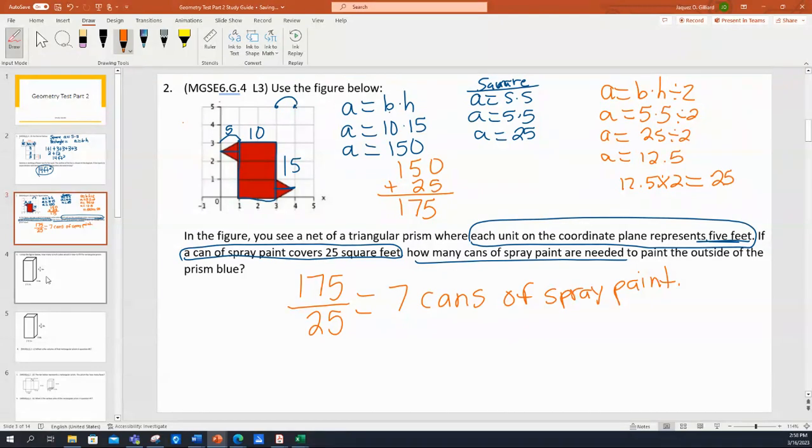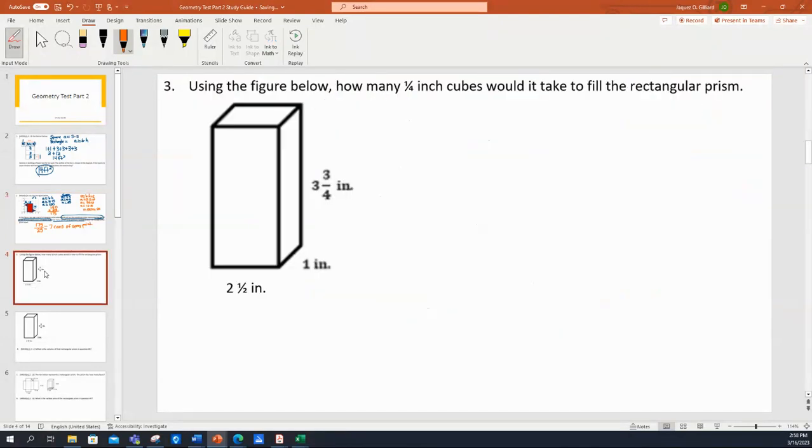Okay, we're going to move on to the next problem, which is number 3. And it says, using the figure below, how many 1/4 inch cubes would it take to fill the rectangular prism? This one is a little more challenging, but it's very fun, and you should be able to get it done.